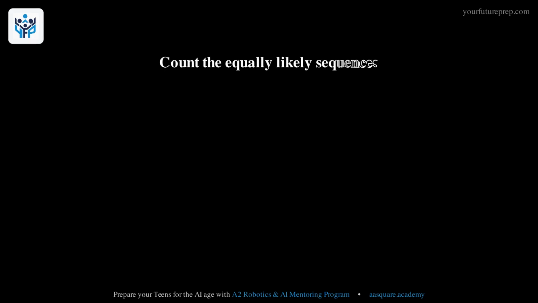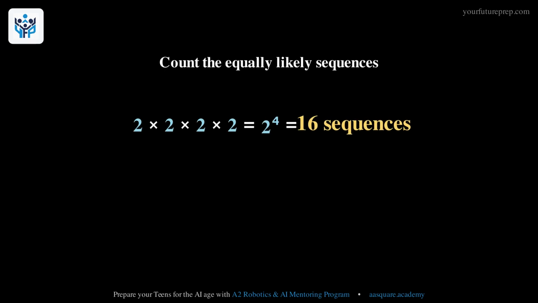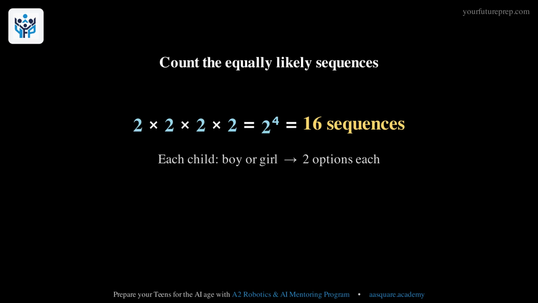Each child is either a boy or a girl. So with 4 children there are 2 to the 4th power, which is 16 equally likely birth sequences. To compare the outcomes, we just count how many of these 16 sequences match each choice.